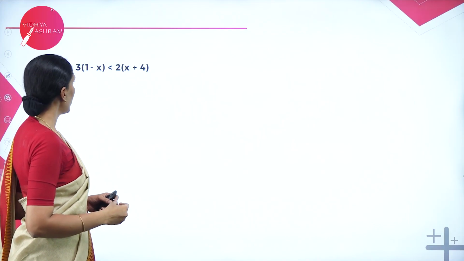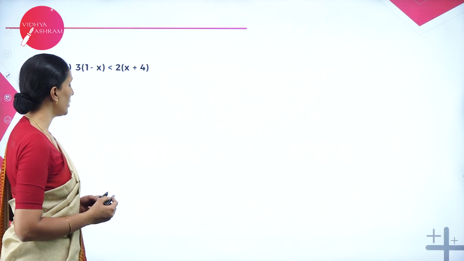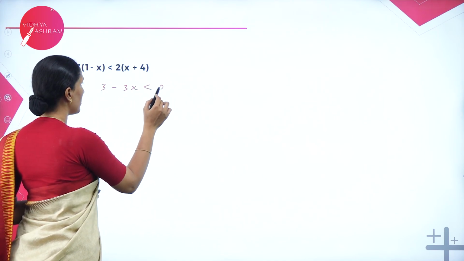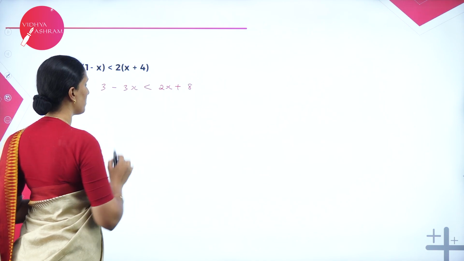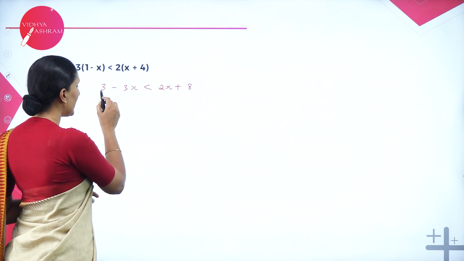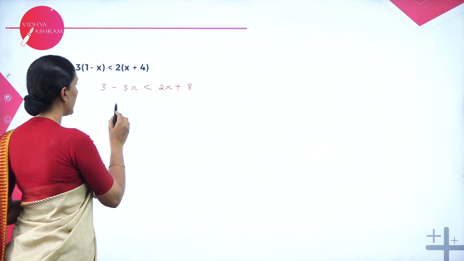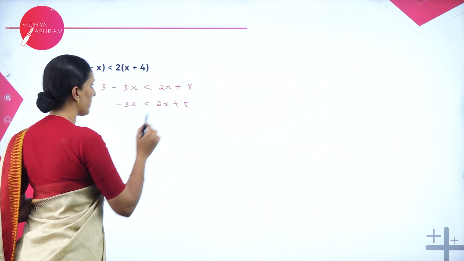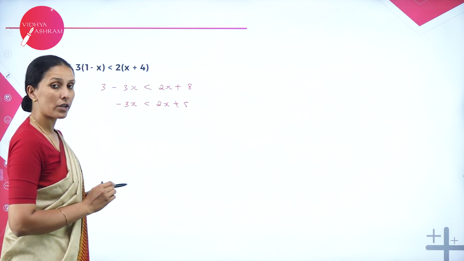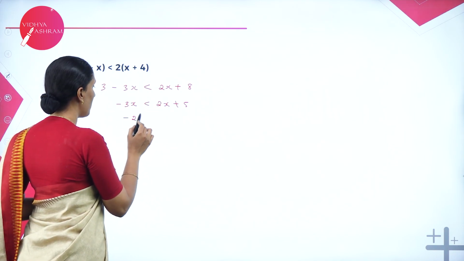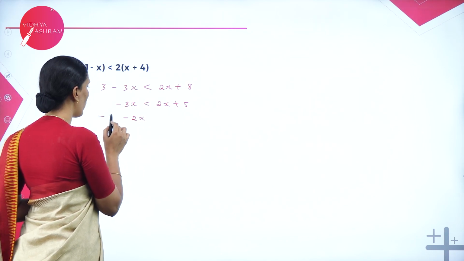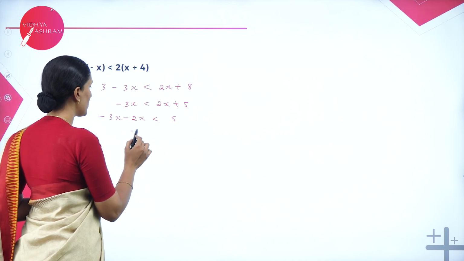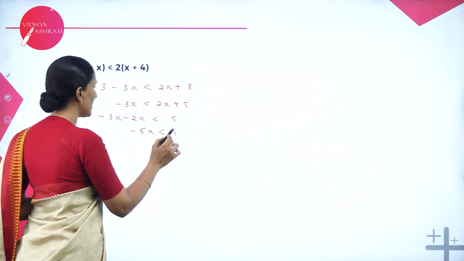Next we have 3 into 1 minus x less than 2 into x plus 4. So 3 minus 3x less than 2x plus 8. Now I don't need 3 here, so I'll subtract the 3 on both sides. Then I'll get minus 3x less than 2x plus 5. I don't need 2x here. I'll subtract 2x on both sides. I'll get minus 3x minus 2x, less than 5. So minus 3 minus 2 becomes minus 5x less than 5.